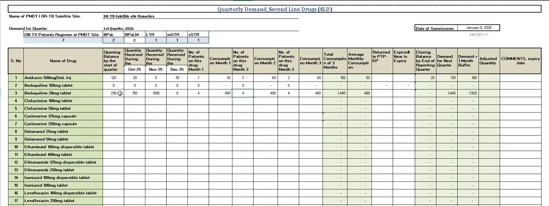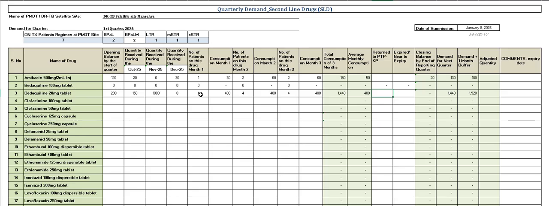And during these 3 months, during the first month, 4 patients were there, and you dispensed to them 480 tablets. Then in the next month, 4 patients were there, and you dispensed them 480 tablets of bedaquiline. Then again in the third month, 4 patients were there, and you have dispensed 480 tablets to them. Total consumption became 1440. So this was the average monthly consumption, meaning at the rate of 480 tablets per month you have consumed.